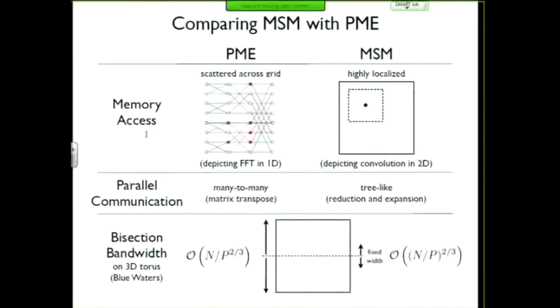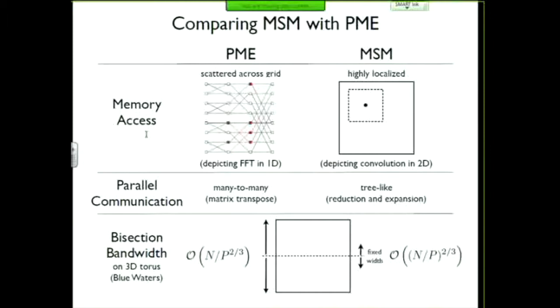So just looking at a comparison of MSM with certain aspects of PME, since PME requires a calculation of two 3D FFTs, it poses a problem due to the memory access itself being really scattered whenever you're trying to calculate even a single FFT. For a 3D FFT, what we're really doing is calculating 1D FFTs across each face or each pair of faces of the system cell. So the parallel communication of PME becomes a many-to-many communication where you're essentially doing what resembles a matrix transpose, whereas MSM has a tree-like structure with a reduction and an expansion.